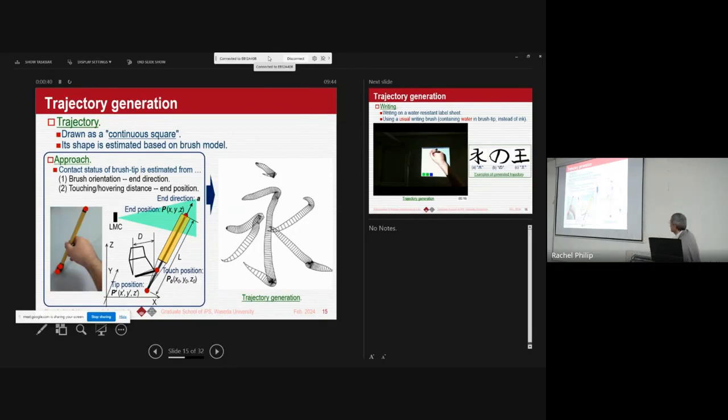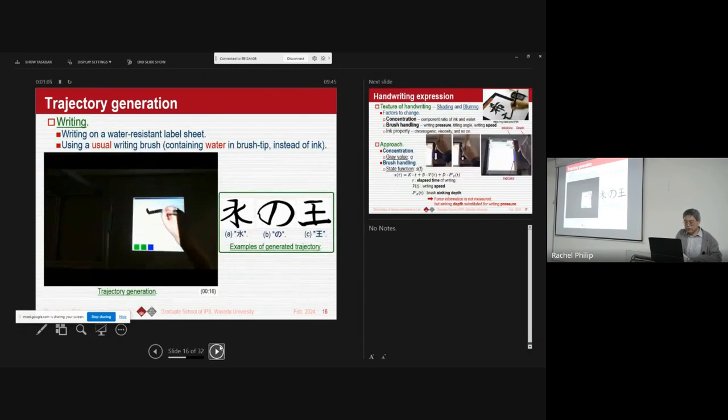Yes, because this is a touching point. The touching point is here, and this is 0 meters, and the deeper, the brighter. Yes, so it looks like this. Yes, so next.